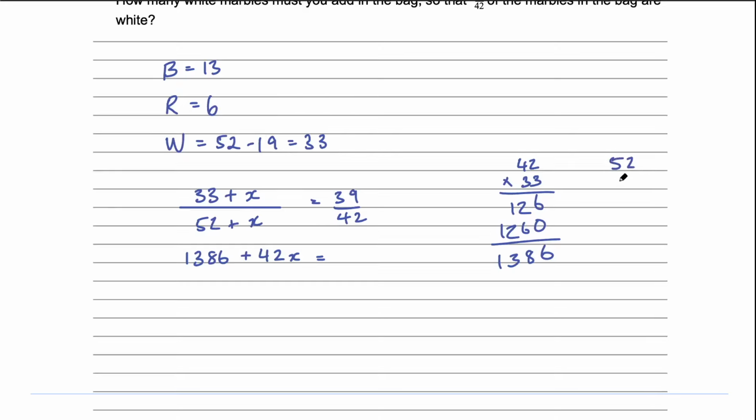Then on the right hand side, we will have 52 times 39. Again, another multiplication over here. 2 times 9 is 18. 5 times 9 is 45 plus 1, 46. Then 2 times 3 is 6. 5 times 3 is 15. Add these together, we get 2028. Okay, so on the right hand side, we'll have 2028 plus 39x.